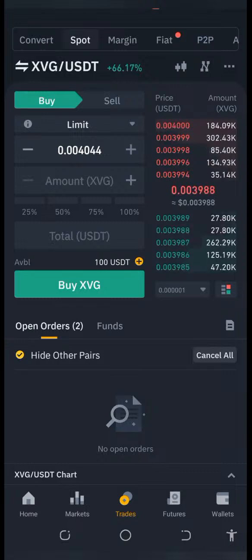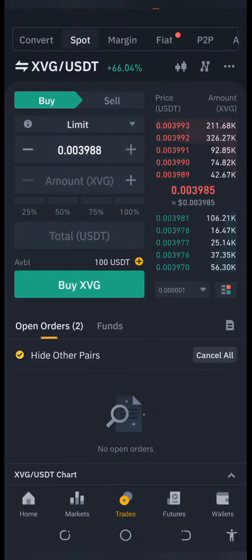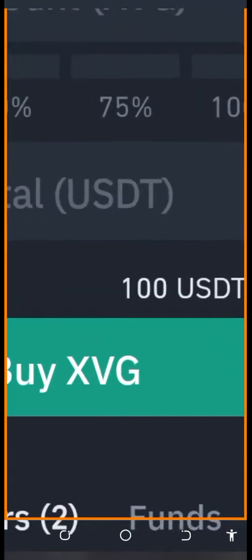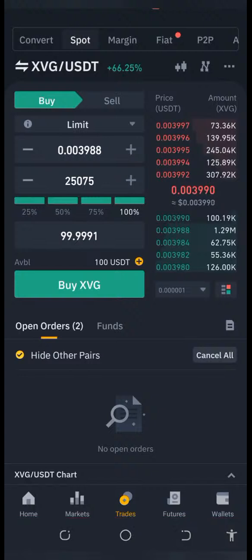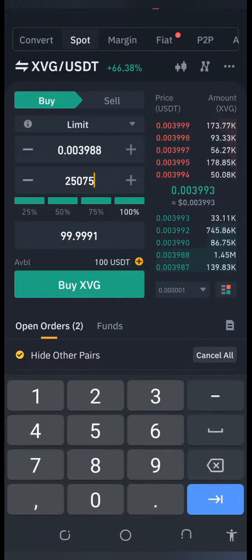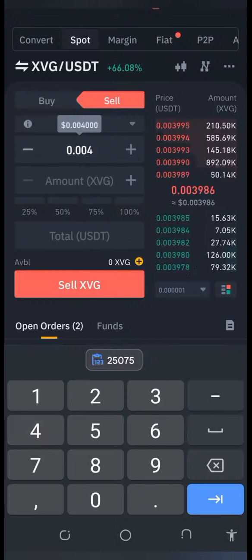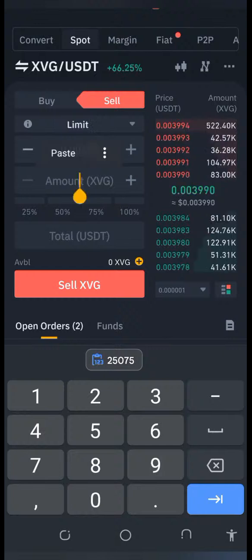Now in this one, because it's in pump mode, we're just going to go ahead and buy. It's going up and down, but we just got to take advantage of this. Currently we've got 100 USDT, so let's do a quick simulation. The price is really tiny, so we can get a lot of pieces from this. I'm going to sell and change this to 409. Let's see what this will give us.